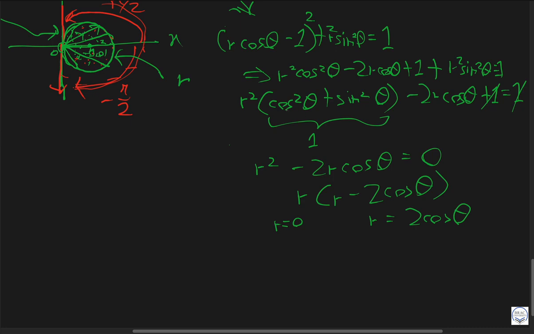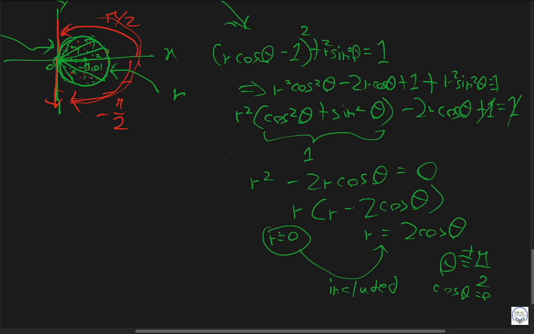r equals 2 cos theta describes all the points in this circle, including the origin, which is also described by r equals 0. So in a way, we don't really need to write this, as it is included in this solution. Whenever theta equals plus or minus pi by 2, we get cos theta equals 0, which means that at these two points we get r equals 0. So this is kind of redundant, we don't need this. So this is our solution, r equals 2 cos theta.